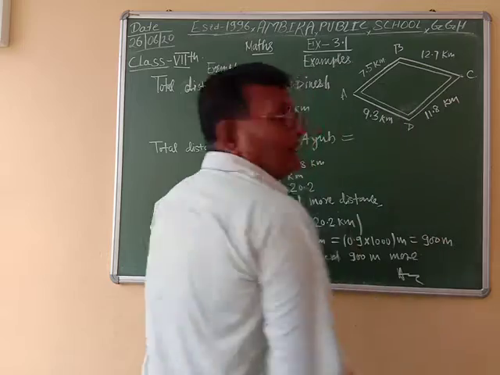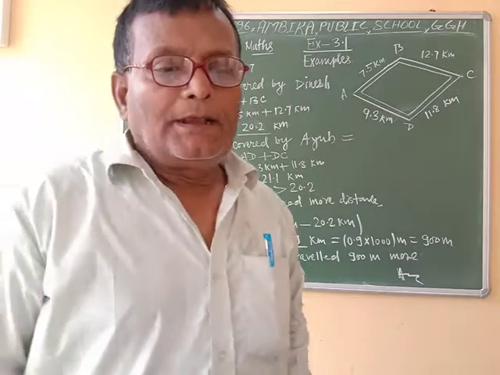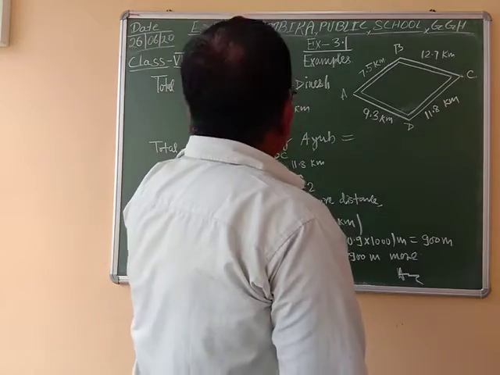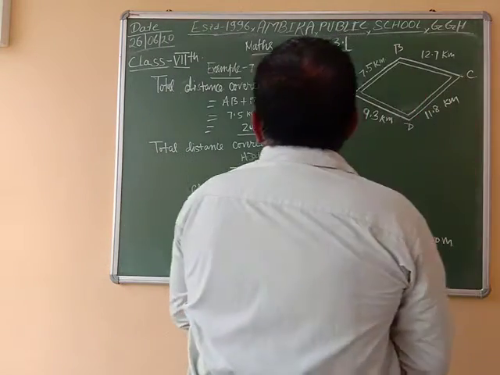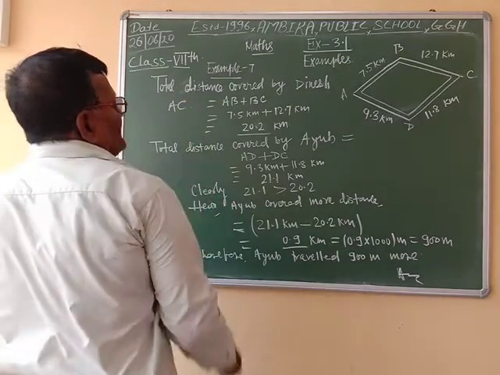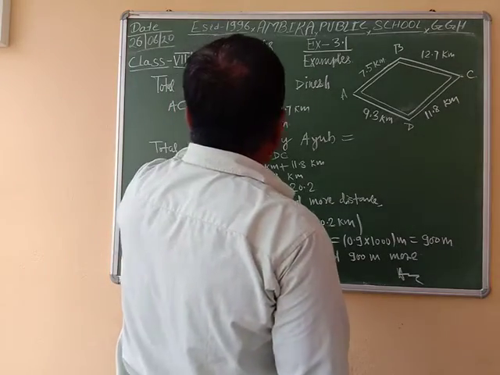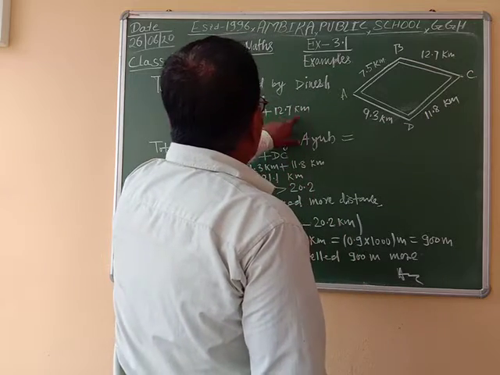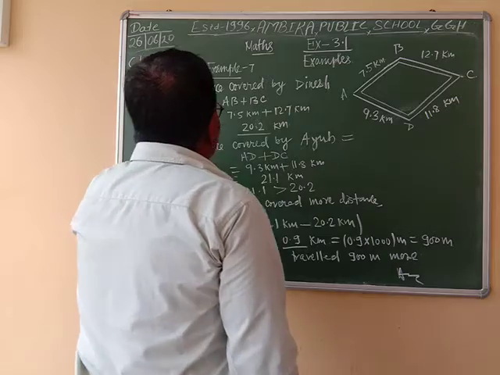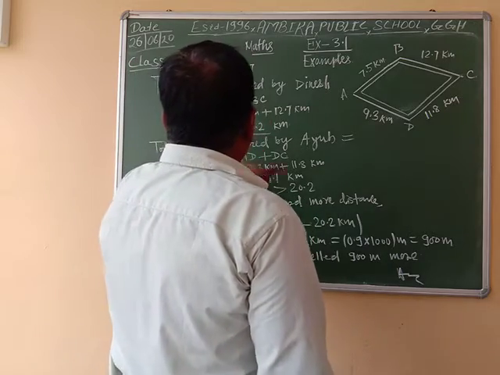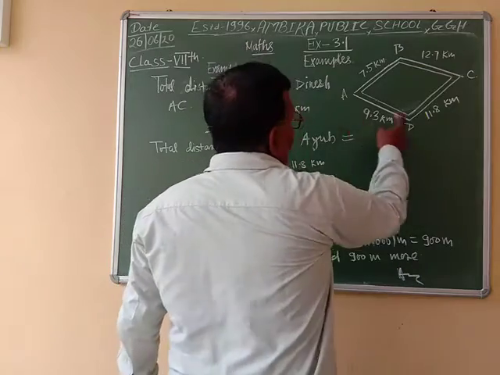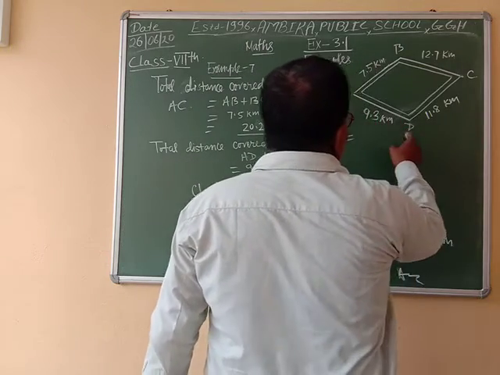Answer. In this question, total distance covered by Dinesh, AC, is equal to AB plus BC. AB is 7.5 kilometer and BC is 12.7 kilometer. Adding this distance, total distance covered by Dinesh is equal to 20.2 kilometer. Now Ayub goes A to D, and after that D to C.